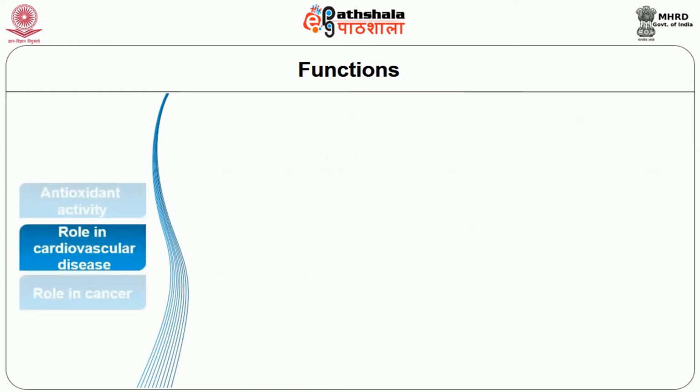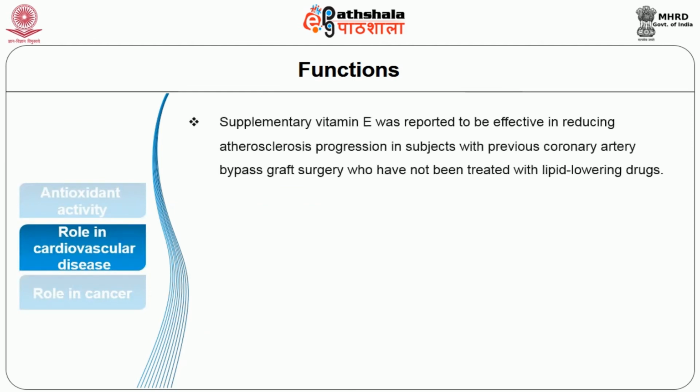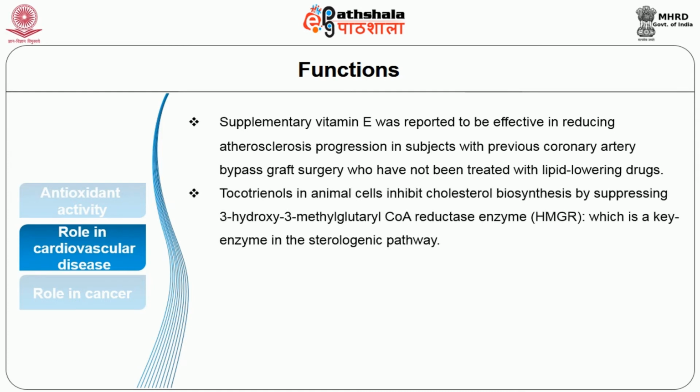Role in cardiovascular disease. Supplementary vitamin E was reported to be effective in reducing atherosclerosis progression in subjects with previous coronary artery bypass graft surgery who have not been treated with lipid-lowering drugs. Tocotrienols in animal cells inhibit cholesterol biosynthesis by suppressing the 3-hydroxy-3-methylglutaryl-CoA reductase enzyme, which is a key enzyme in the sterologenic pathway. This results in reduced manufacturing of cholesterol by liver cells.